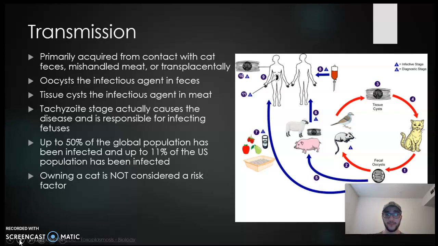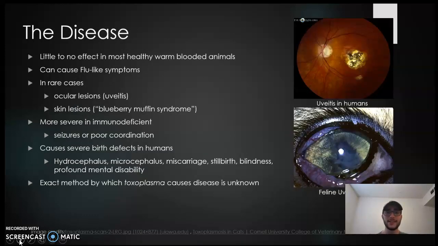According to the WHO, up to 50% of the global population has been infected. This is primarily in warmer climates, less developed areas, and up to 11% of the US population has been infected. And oddly enough, owning a cat is not considered a risk factor by itself. So, the disease itself has little to no effect in most healthy, warm-blooded animals. It can cause, on rare occasion, flu-like symptoms. They're not usually a big deal unless they've been immunocompromised.